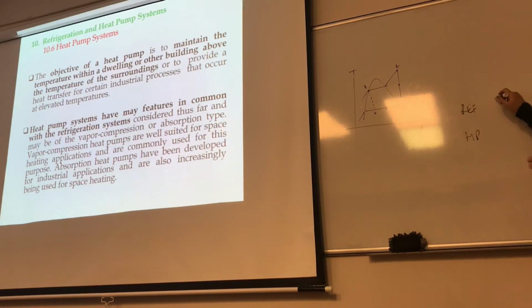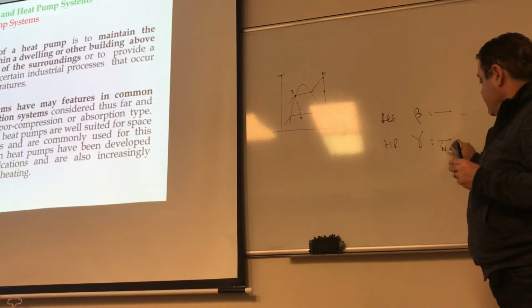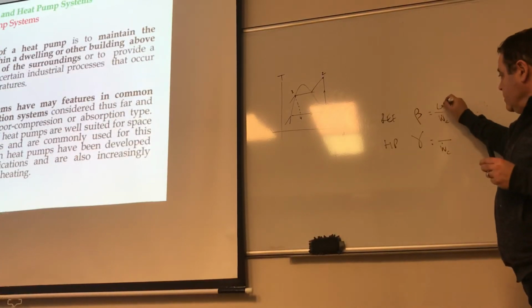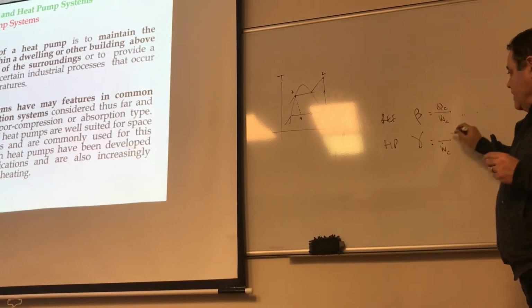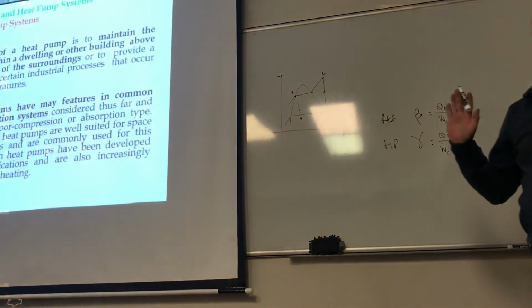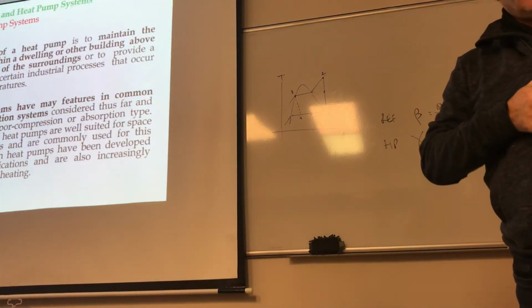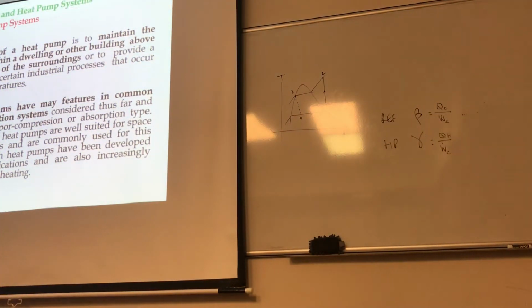This one, first of all, is called beta. This one is called gamma, right? And the denominator is the same, right? Except that here it's QC, right? And this one is QH. Otherwise, everything else is exactly the same, okay? So keep that in mind.